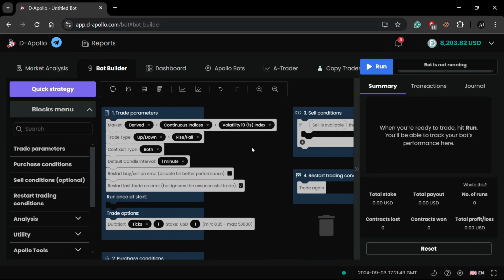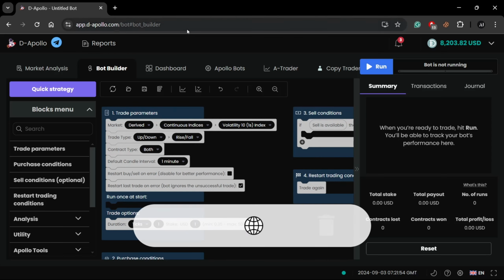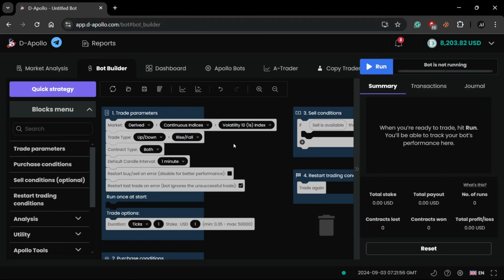First and foremost, I'll be using the app.theapollo.com site. This is the URL, app.theapollo.com. When you load the site, you come to this section of bot builder. When you come to the bot builder, you see some parameters.